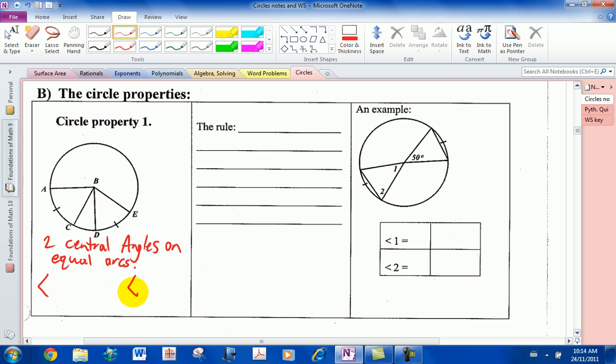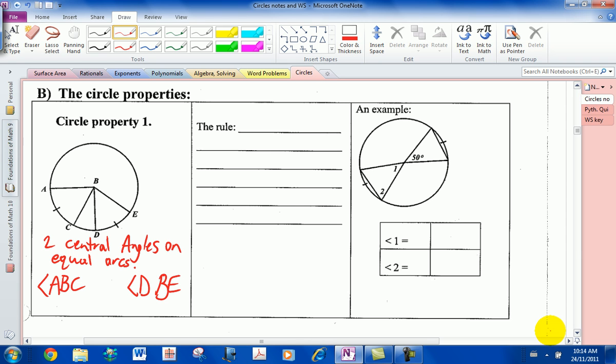Two central angles on equal arcs. Slater, what's one of the angles' names? Do you know? Good job, ABC. Providence, what's the other one? Good job, DBE. Okay, so let's focus on that.